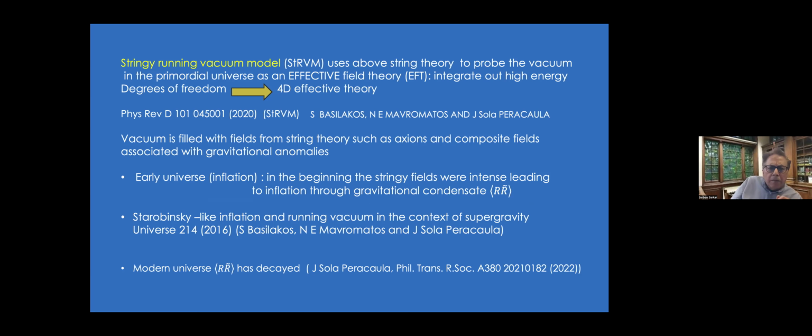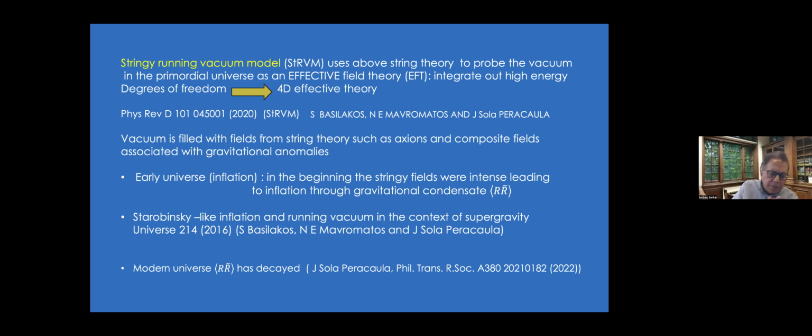So in their stringy RVM, they have a vacuum which is filled with fields from string theory, such as axions and composite fields associated with gravitons. So R mu nu rho sigma, the Riemann tensor, and the dual of the Riemann tensor multiplied together, things like that, which come in gravitational anomalies. So they have found that they could get early universe inflation using the gravitational condensate involving R and R tilde, where R tilde is basically epsilon mu nu rho sigma associated. It's that usual quantity that we have. They found that inflation is similar to the Starobinsky-like inflation in supergravity. So they found all of that, and this is not what I'm going to be talking about.